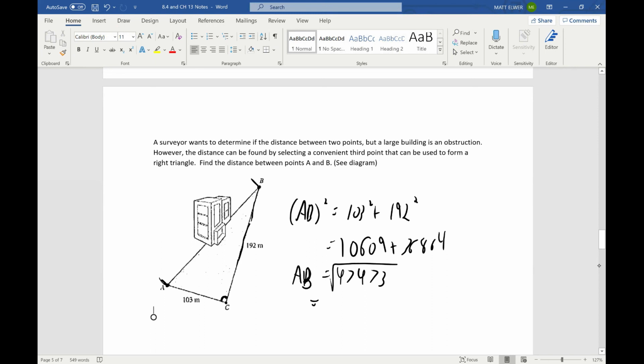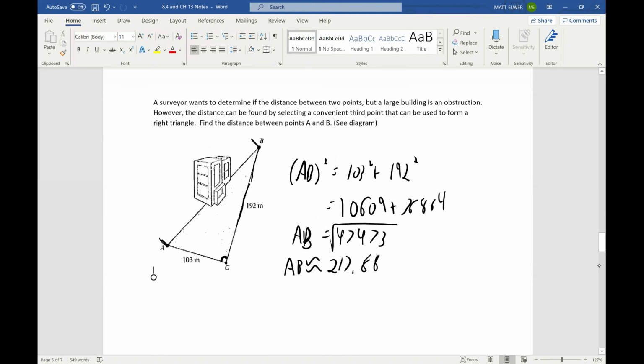If we take the square root on both sides, we get about 217.88. Maybe I should write the approximately symbol for that, since it's not equal to that, but I rounded. It's approximately equal. And that answer makes sense, since it's the hypotenuse, it should be the longest out of all three sides. And it clearly is. It's greater than 192, and it's also greater than 103.